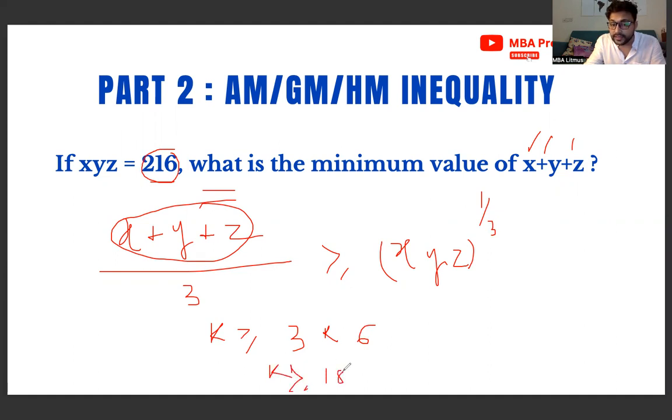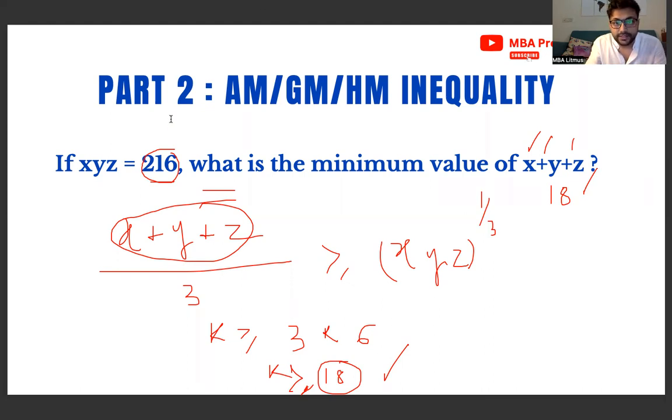If k is greater than or equal to 18, the minimum value that it can take is 18. So the answer to this question is 18. I'm hoping that this is clear to you. A very interesting, important concept from a CAT standpoint. Do not miss out. Let's move forward.